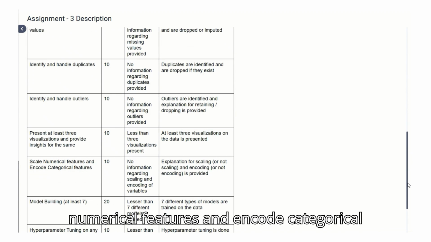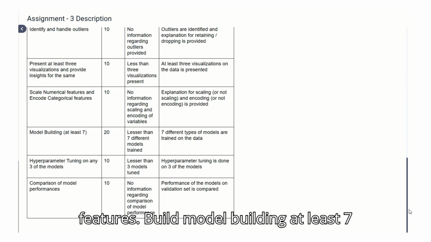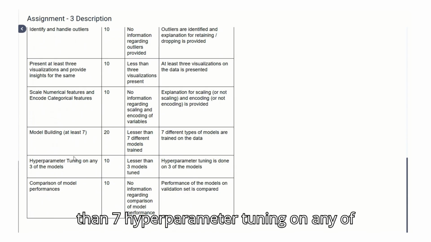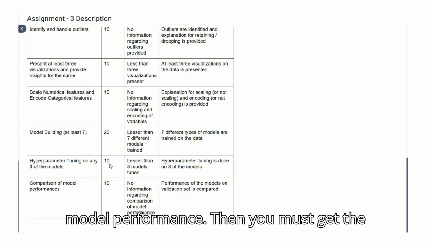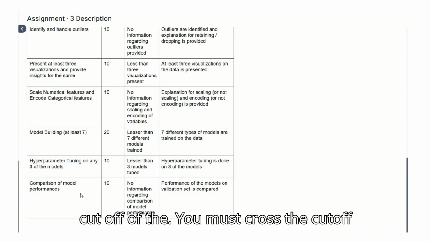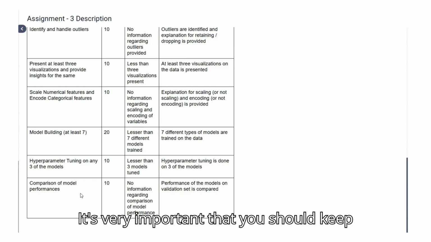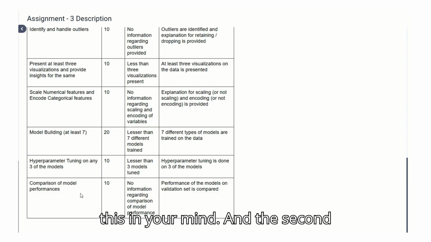Scale numerical features and encode categorical features. Build models, at least 7, the minimum should be 7. You can use more than 7. Do hyperparameter tuning on any of the 3 models, and compare the model performance. Then you must cross the cutoff of the Kaggle assignment, only then will your marks start counting. It's very important that you keep this in your mind.